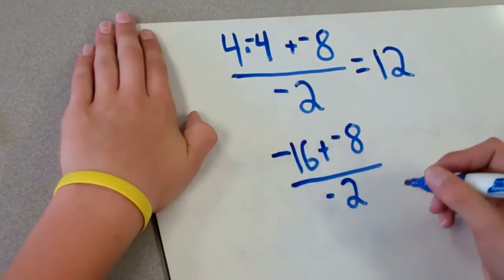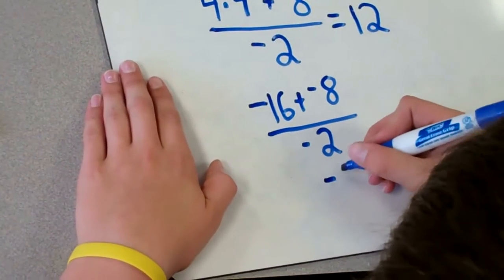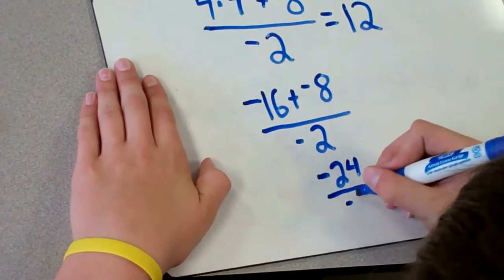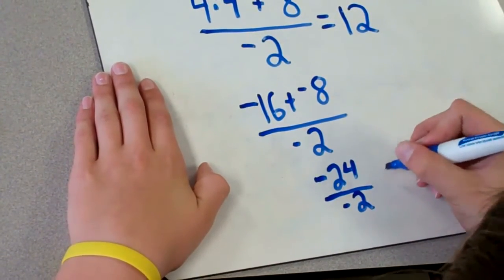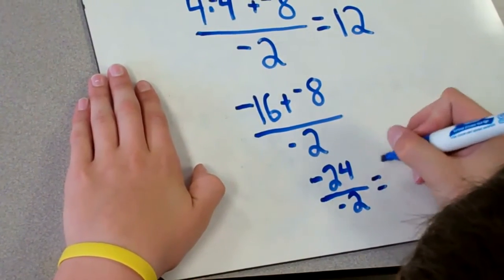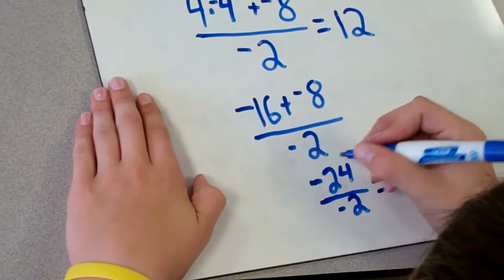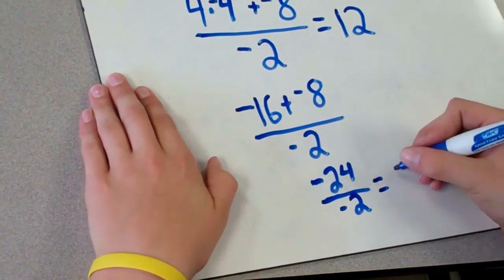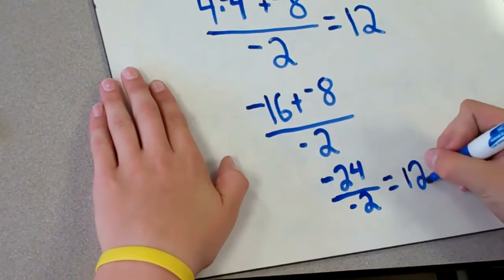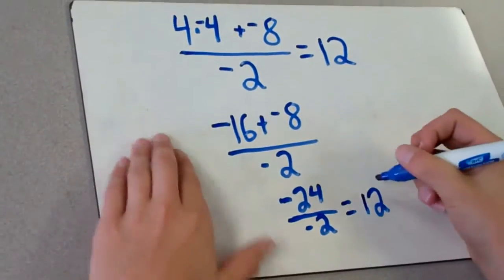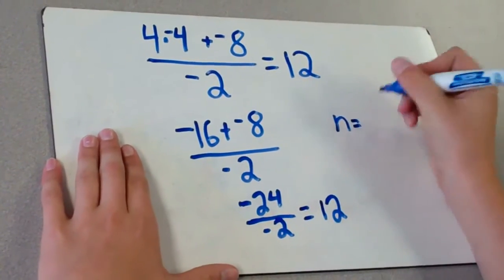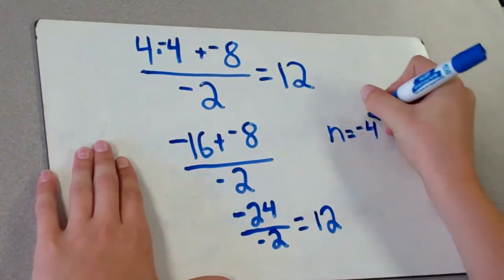Then we want to add these. We have negative 24 over negative 2. And negative 24 divided by negative 2 is 12. And that would be correct. So n equals negative 4.